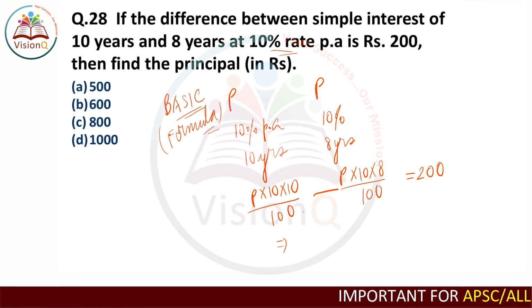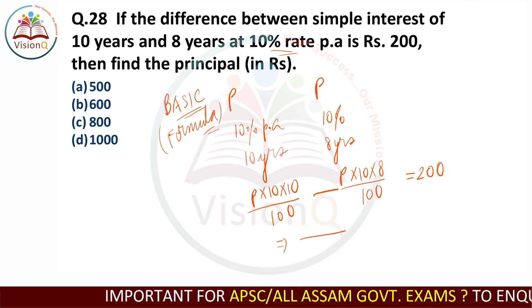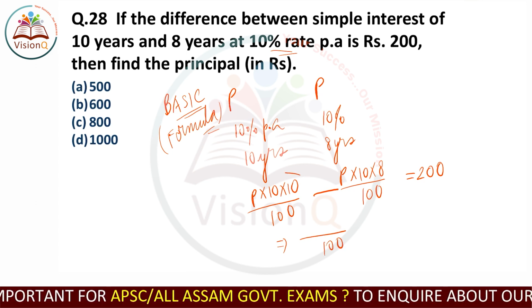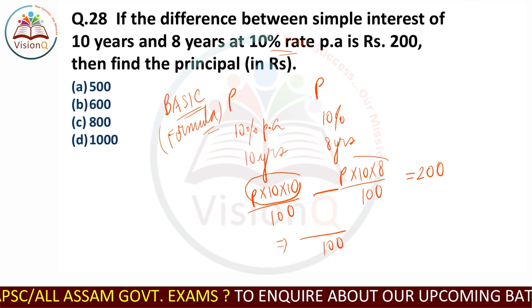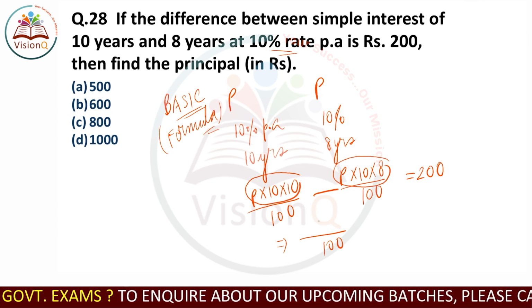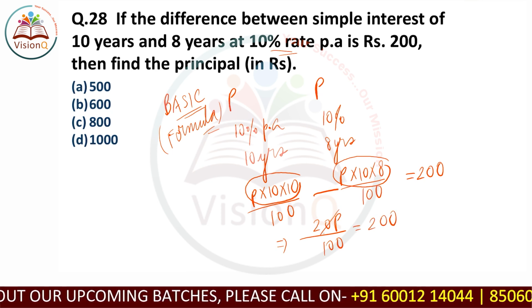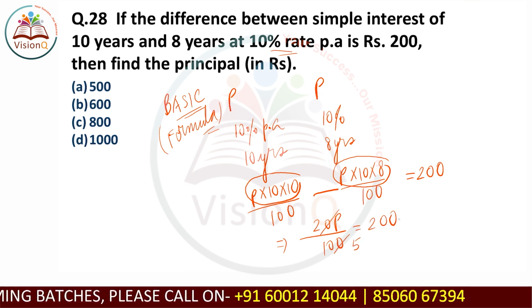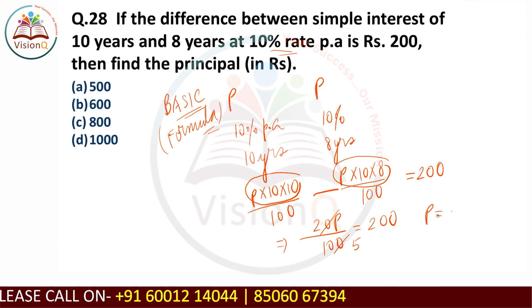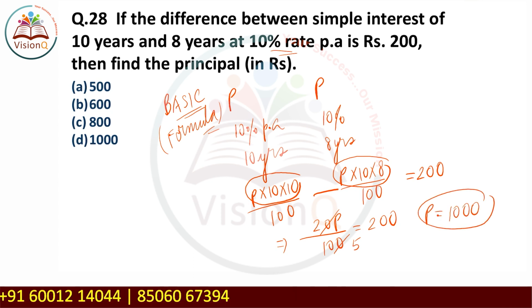Now, if I try to solve this equation, okay, let me put 100 in the denominator. So, it is 100P minus 80P, which will be 20P equal to 200. Now, P is 200 divided by 20, and 5 into 200 is rupees 1000. The right answer is option number D, rupees 1000.